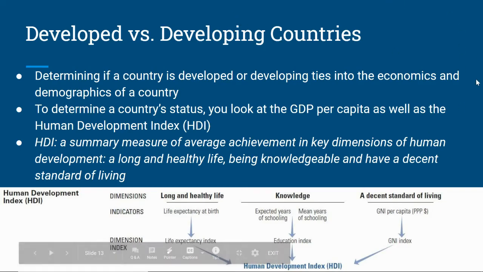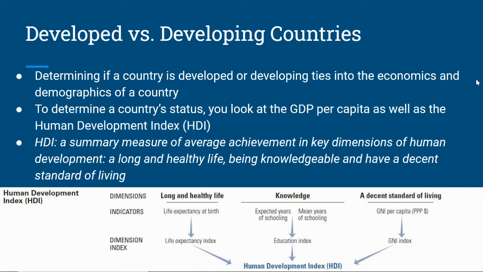Determining if a country is developed or developing ties into the economics and demographics of a country. To determine a country's status, you look at the GDP per capita, that's gross domestic product per capita, as well as the Human Development Index, which was created to help look past just the economic portion. This is where the demographics comes into play.